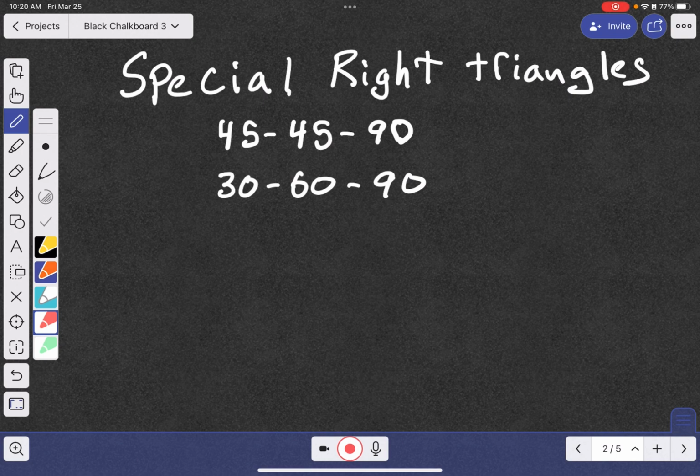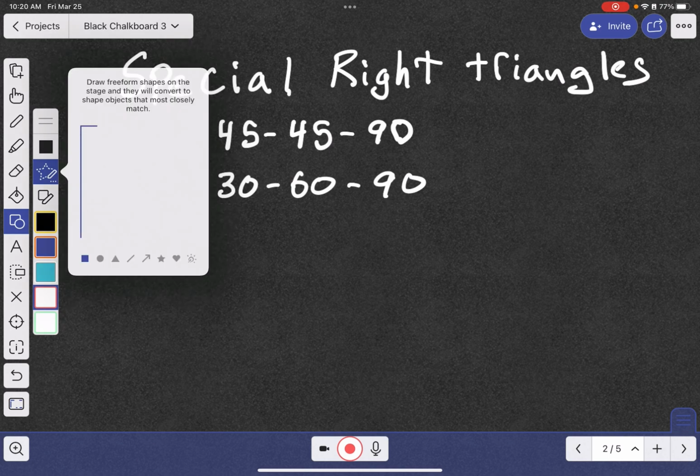If you don't recognize them and end up using sine, cosine, or tangent, are you going to get the same answer? Kind of. You won't get an exact answer because you'll get a decimal for some of them, but you'll be close. But it's oftentimes easier to do this. So we've got these two triangles that we're going to talk about today, and their properties. If we start out with a 45, 45, 90.